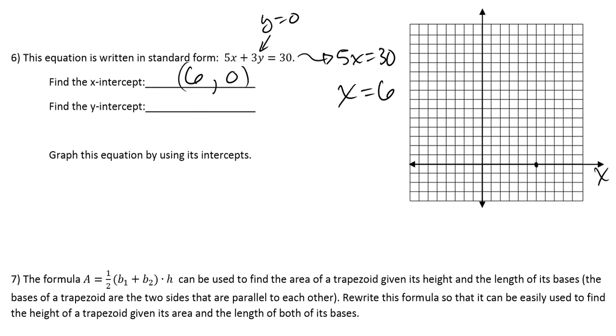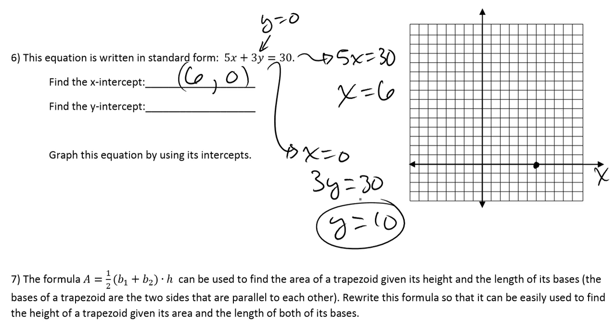Here's my x-intercept. Similarly, when I'm crossing my y-axis, right, you can see here x's are positive, here x's are negative. At this moment, right here, as I'm crossing the y-axis, my x equals 0. So that's what I'm going to do to find my y-intercept. I'm going to let x equal 0. And when I let x equal 0, this equation becomes 3y equals 30. Therefore, y equals the number 10. So this point right here, x is 0, y is 10, is my y-intercept.